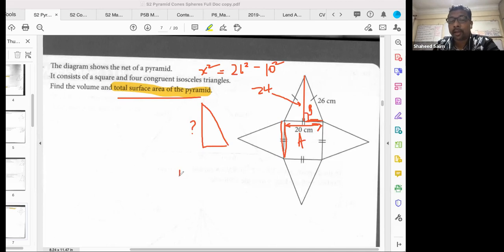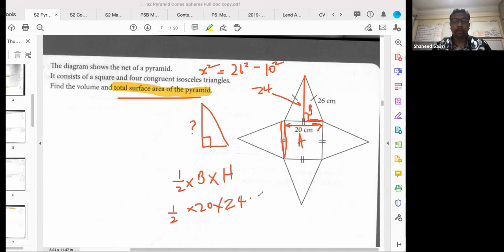The formula for area is half times base times height. Base I got already. Base is 20. You're correct. But the height I don't have. So I need to use Pythagoras theorem to find the height. So finally I get 24. Now I take half times 20 times height, 24. You get 240. 240 times 4.